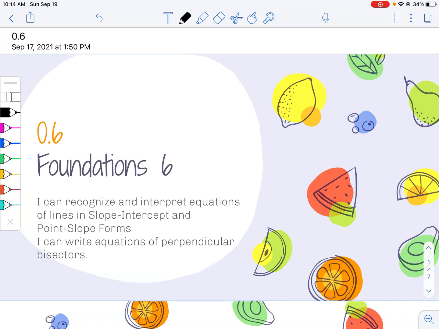On Foundation 6, we're going to recognize and interpret equations of lines in both slope-intercept and point-slope forms, and we'll also be writing some equations, both through lines, given a line and a slope, given 2 points, parallel to whatever slope, and then also of perpendicular bisectors given the endpoints of the line we're bisecting.